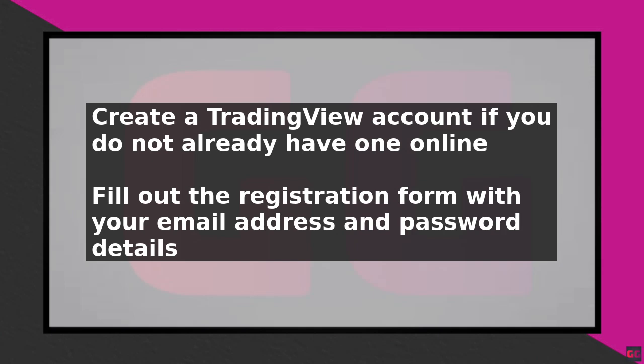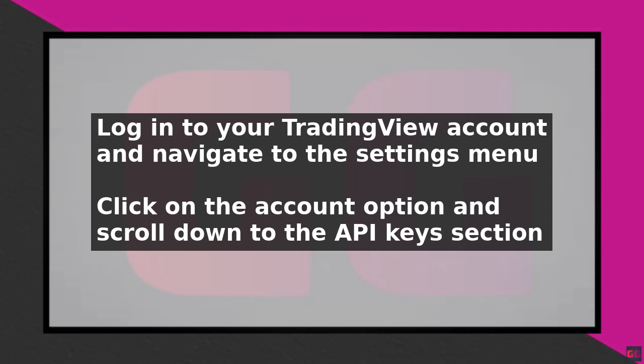Once you have a verified account, log into your TradingView account and navigate to the TradingView website. Click on your profile picture in the top right corner. Then select Settings from the drop-down menu. In the Settings menu, click on the Account option. Then scroll down to the API Keys section. In the API Keys section, click on the Create API Key button.